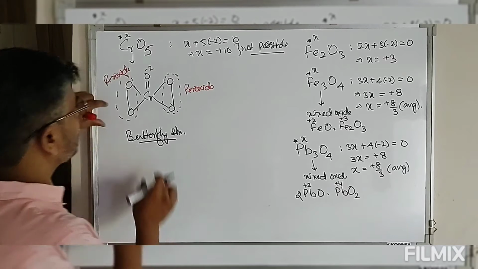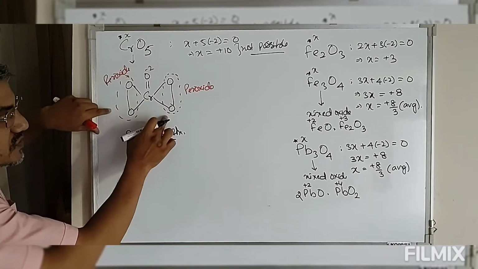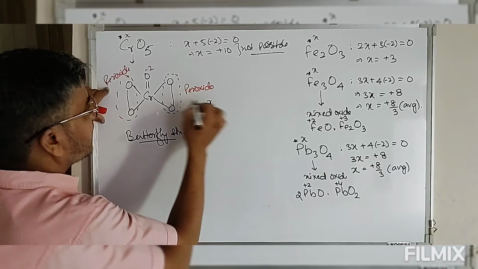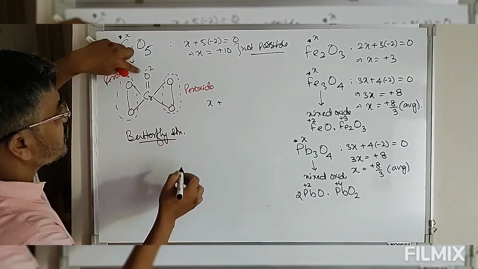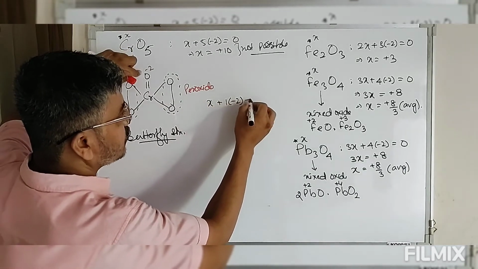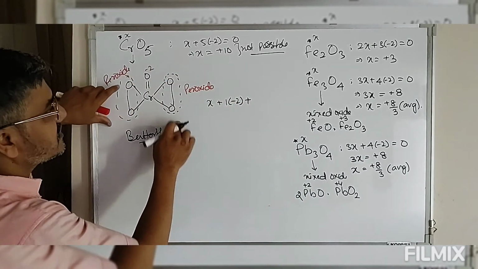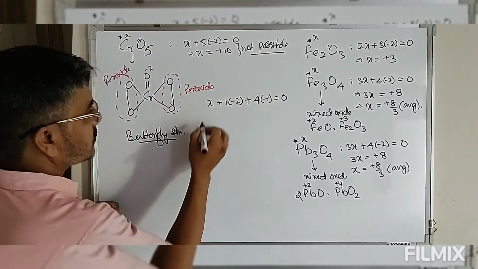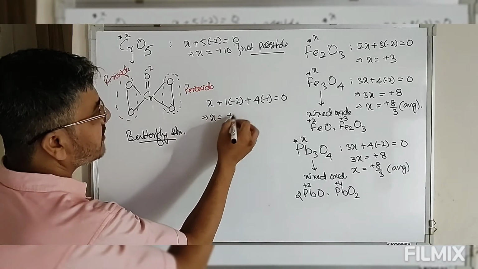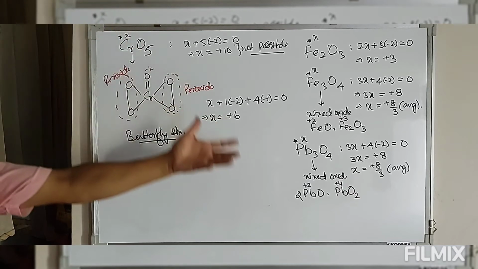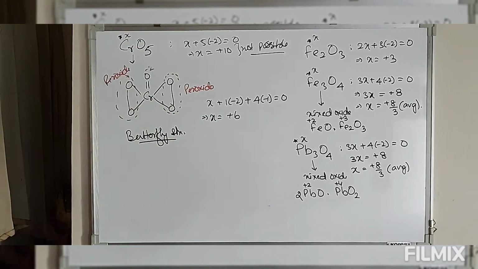Once we know how many oxygens are in peroxide and how many are in normal oxide, we can easily define it. So look at this: X plus, there is one oxygen in oxide form, so 1 into minus 2. There are 4 oxygens in peroxide form, so 4 into minus 1, which is equal to 0. So therefore X comes out to be plus 6 oxidation state. So in CrO5, chromium is in plus 6 oxidation state.